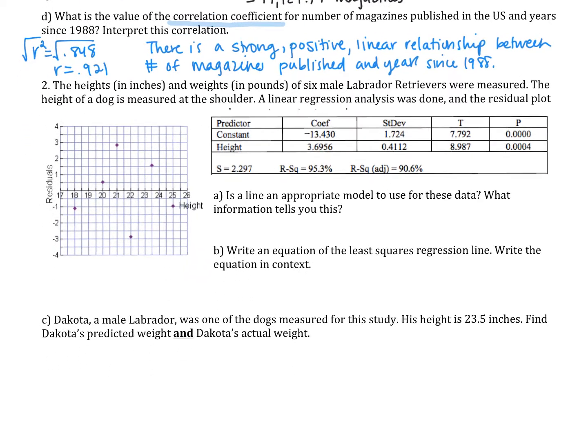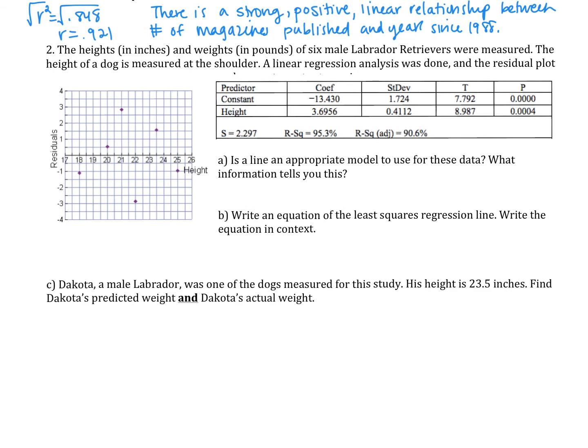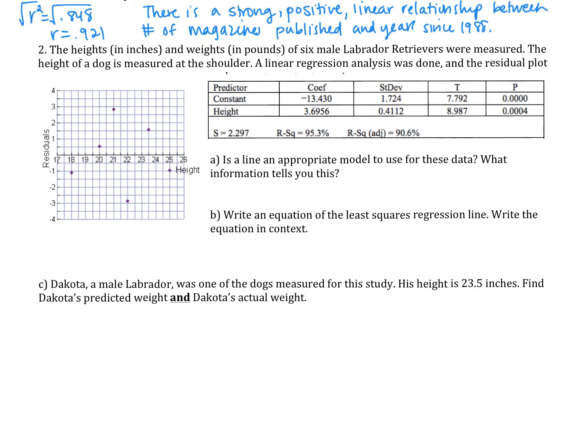All right, let's move on to number 2. So the heights in inches and weights in pounds of 6 male Labrador retrievers was measured. The height of a dog is measured at the shoulder. A linear regression analysis was done and the residual plot is provided right here. All right, so cool. We've got the Minitab printout and we've got the residual plot. Is a line an appropriate model to use for these data? What information tells you this?